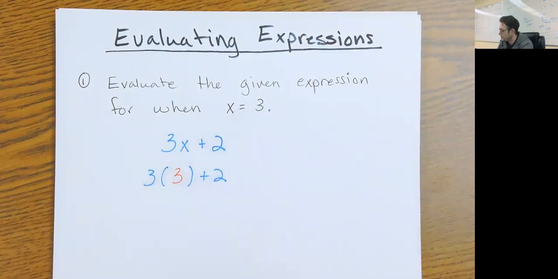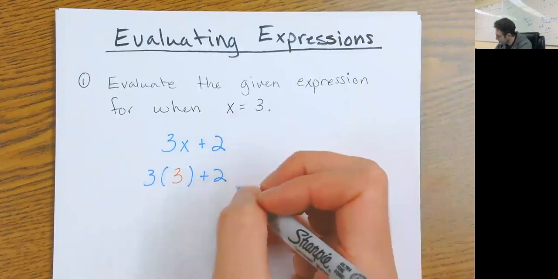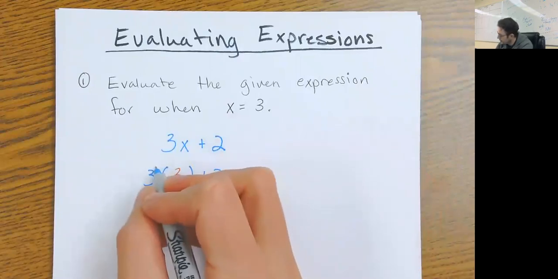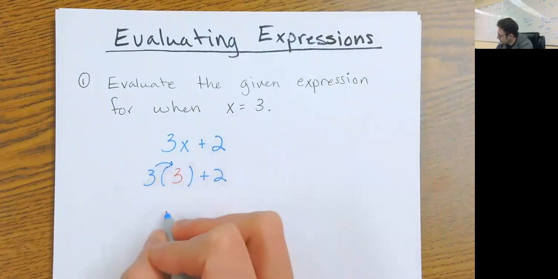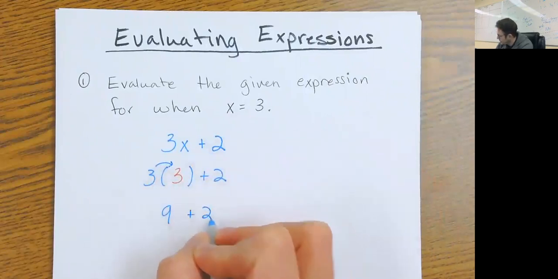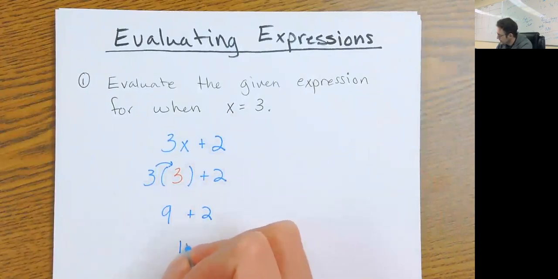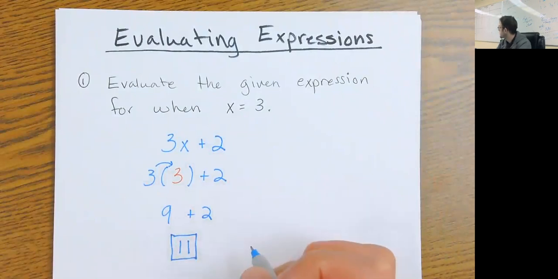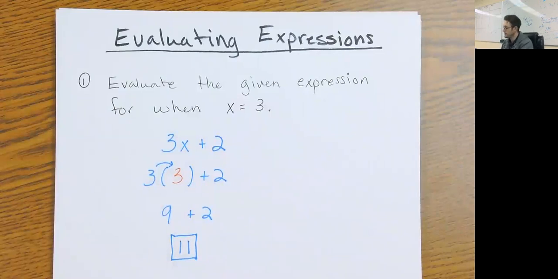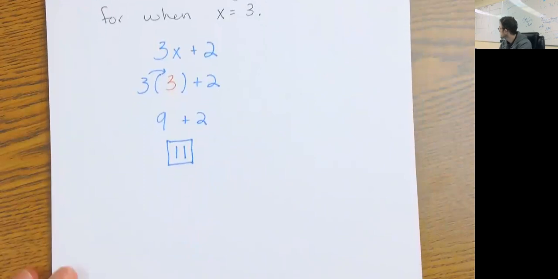Now I can go through and solve this. We have 3 times 3, which is 9. And then 9 plus 2, which is 11. So this would be your final answer. I evaluated for when x equals 3, I substituted it in, and that's what you get. Hopefully that is what you got when you tried it, if you paused the video. So let's go on to the next one.